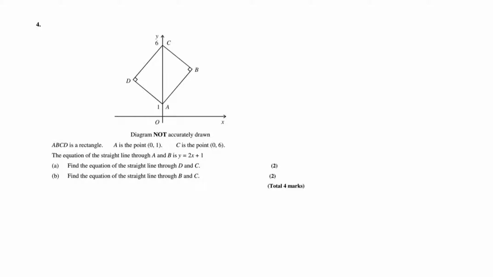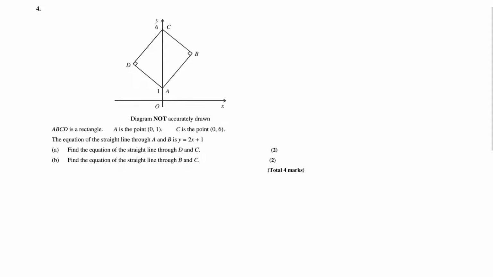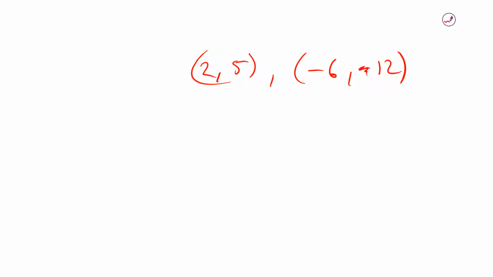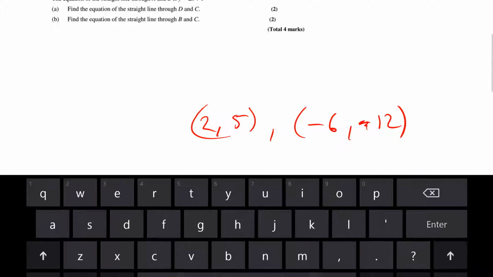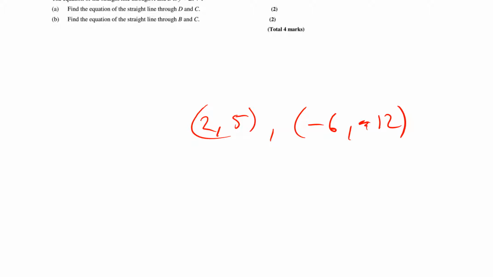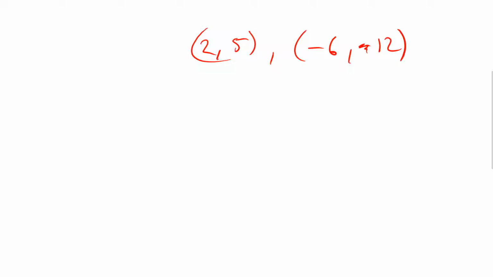Before we do this question, let's do a bit more warm up. So, what are we looking for? We need 2 points. Here are 2 random points. Let's put a positive number there.